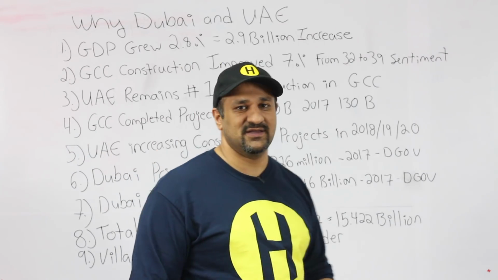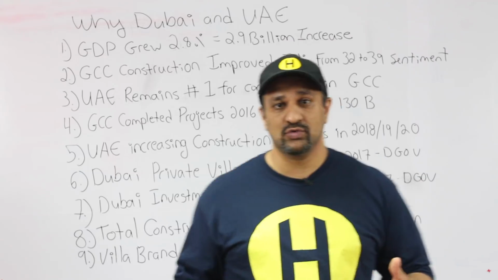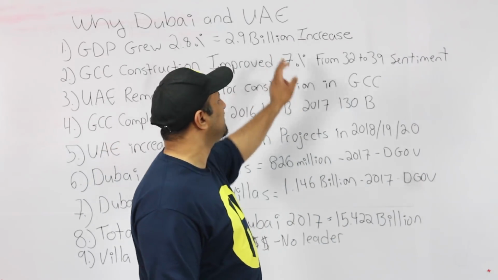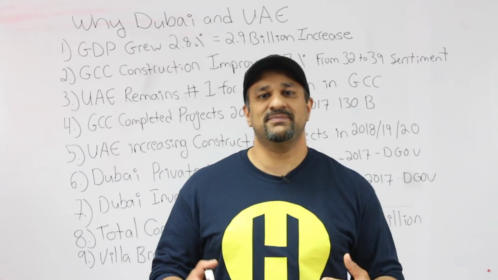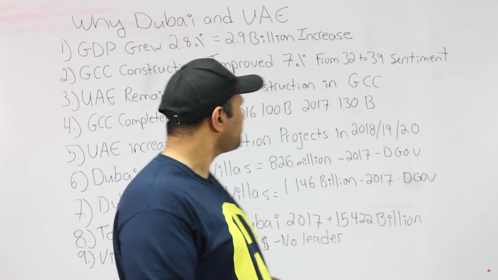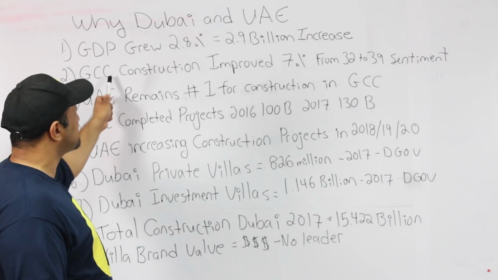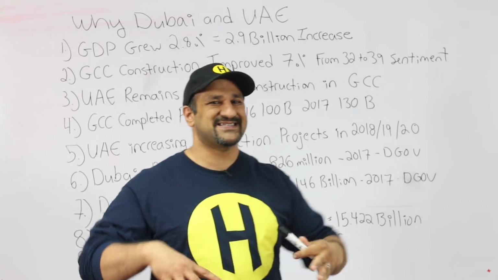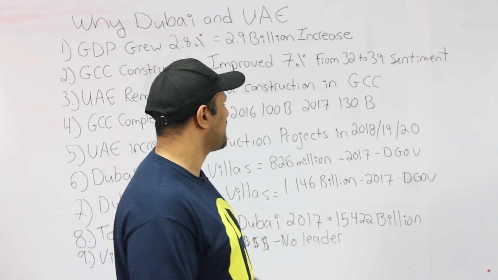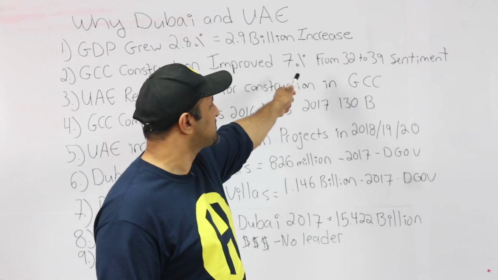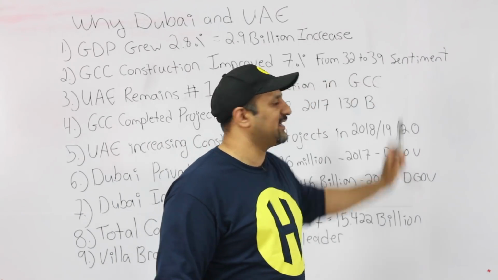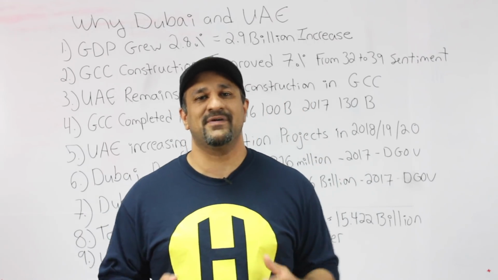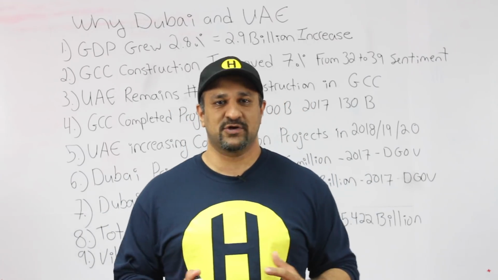The GDP of the UAE grew by 2.8%, which is a 2.9 billion increase in GDP, and I'm talking in dollars. Second, the GCC construction improved 7%. This is the public sentiment of the actual construction process. It improved 7% from 32 to 39 in public sentiment. They actually have a much more positive, favorable outlook on the improvements that are going on.